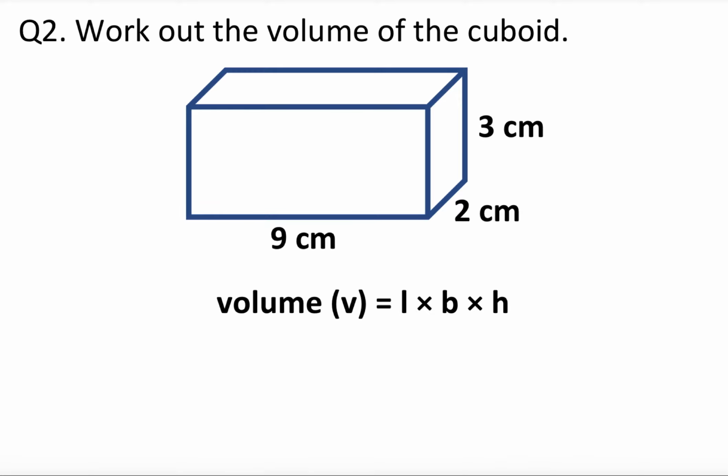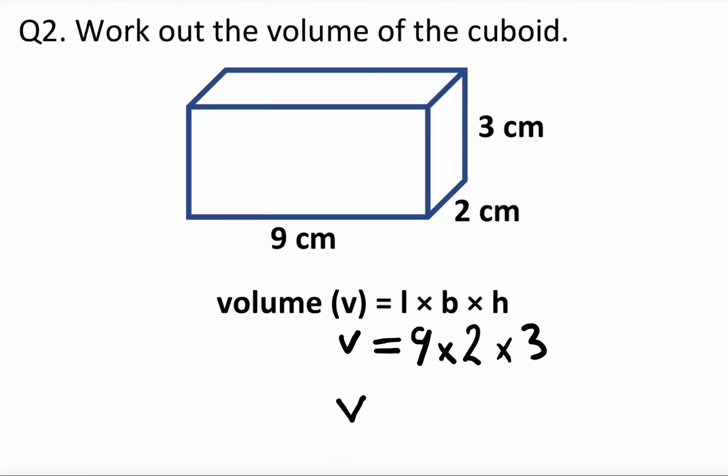Question 2, work out the volume of the cuboid. So the volume equals length times breadth times height. So let's work it out. Let's put V down here. V equals the length. The length is 9 times the base, which is 2, times the height, which is 3.